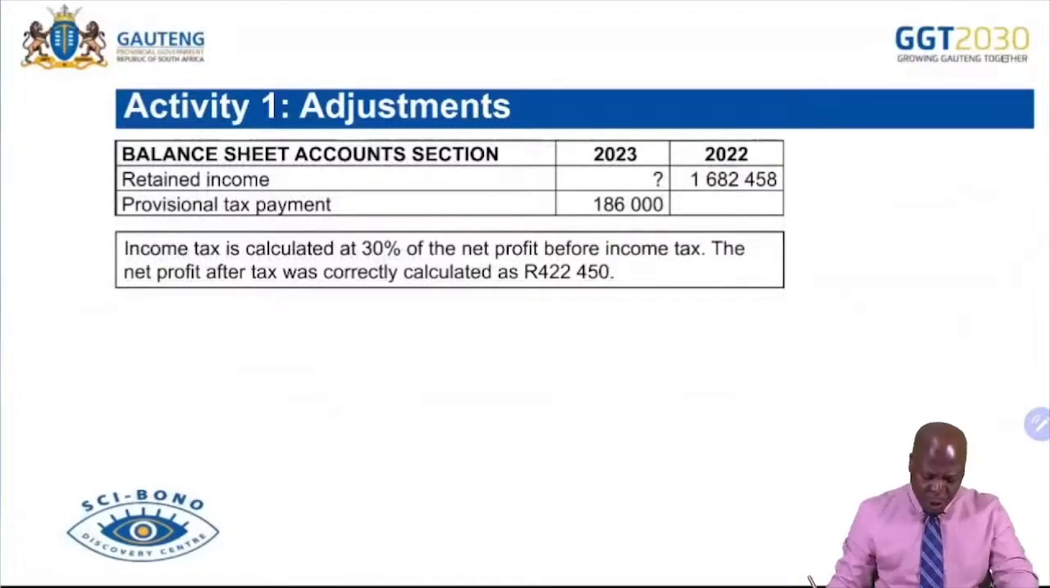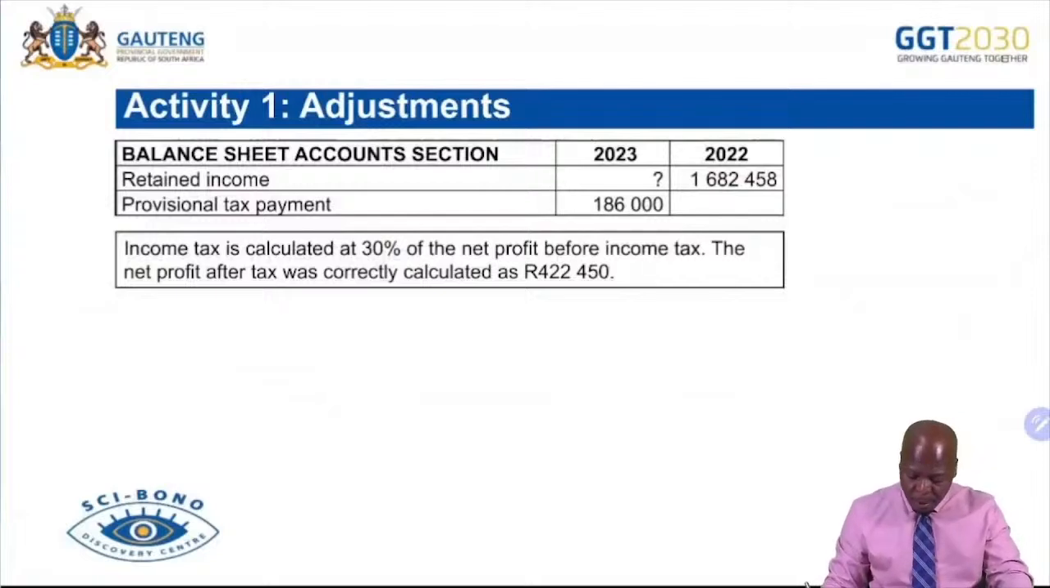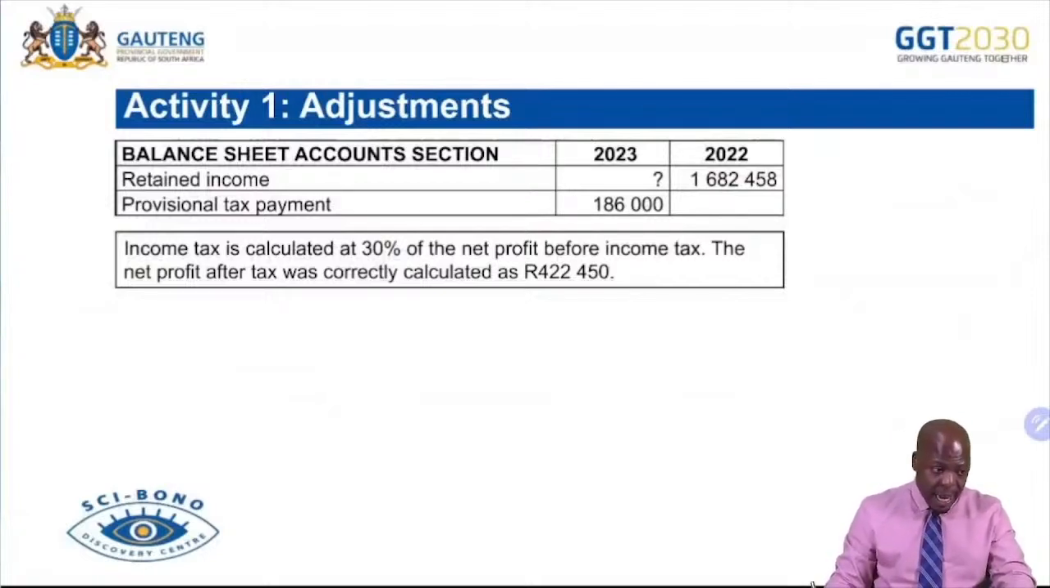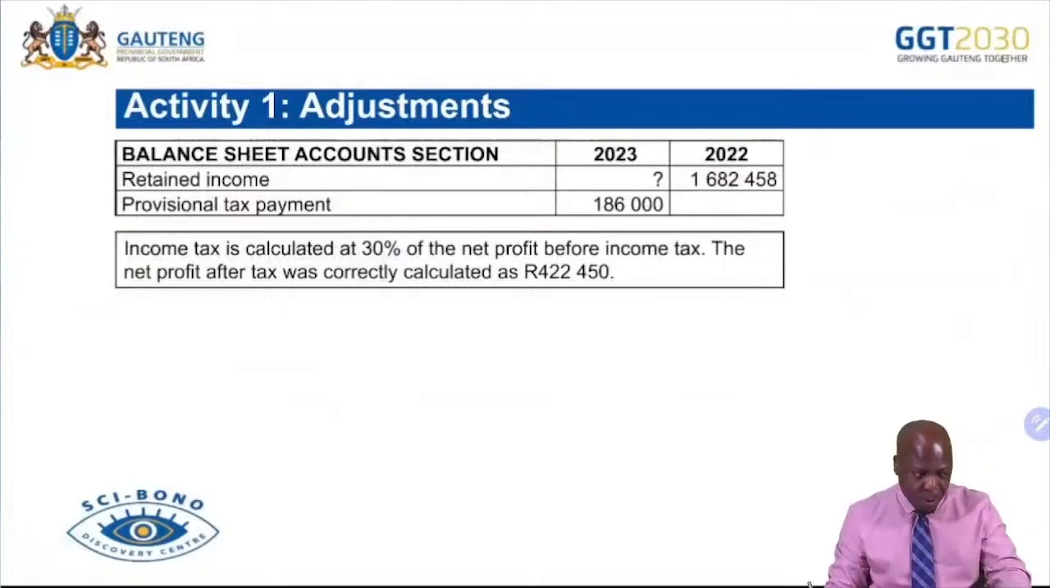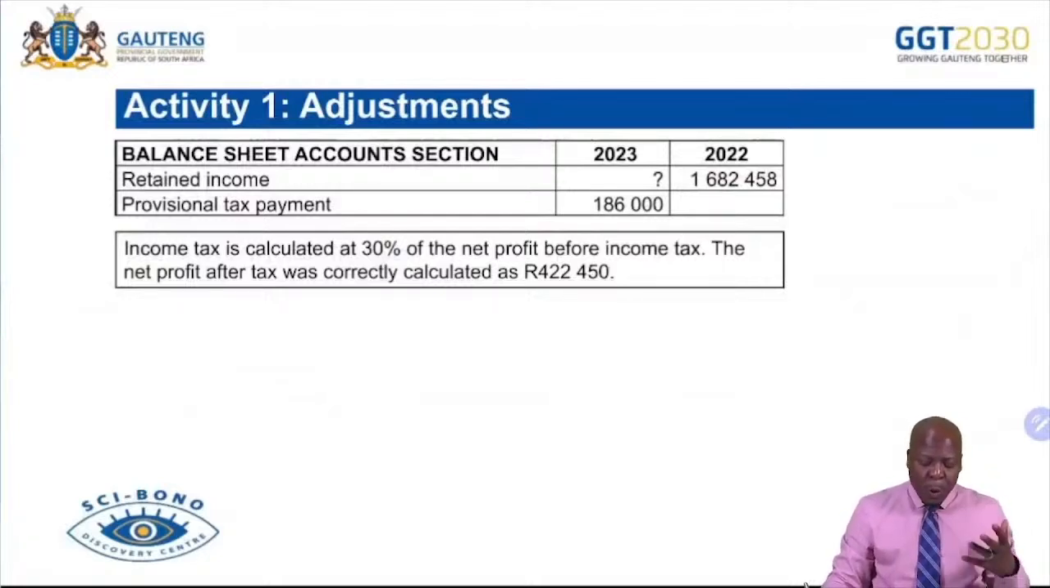The next adjustment says income tax is calculated at 30% of the net profit before income tax. The net profit after tax was correctly calculated as 422,450. So if we were preparing the statement of comprehensive income, not if, we are actually preparing the statement of comprehensive income.